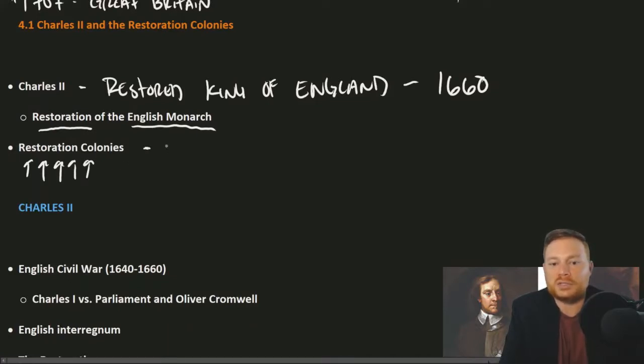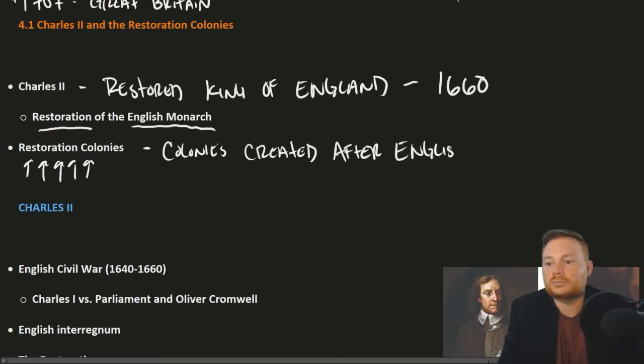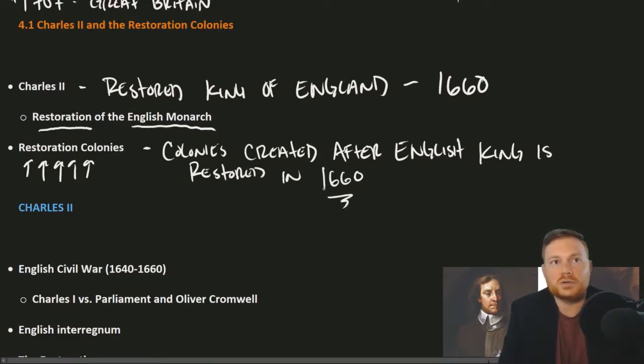So we might say about these are the colonies created after the English King is restored in 1660. And many of these colonies were created for the purpose of rewarding people who had been loyal to Charles and the monarchy during the very chaotic English Civil War.